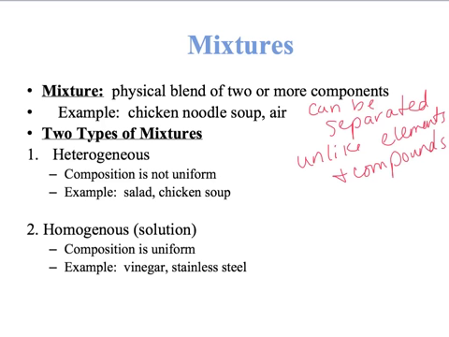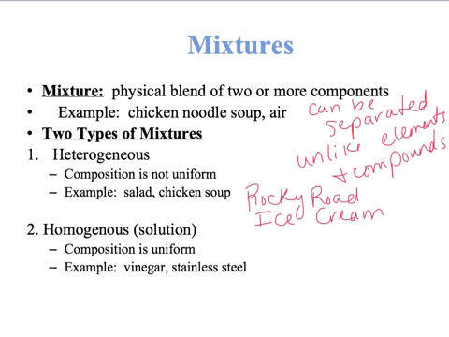There are two main types of mixtures. You have heterogeneous, where the composition is not uniform, meaning you can see the different parts that make it up. If you think about a salad, it's got lettuce, cheese, tomatoes, whatever else in it. Same thing with chicken soup. A good example that I like to use is Rocky Road ice cream, because you can see those different parts, so you know that it's made up of more than one thing. There are chocolate chips, ice cream, and marshmallow, different parts in there.